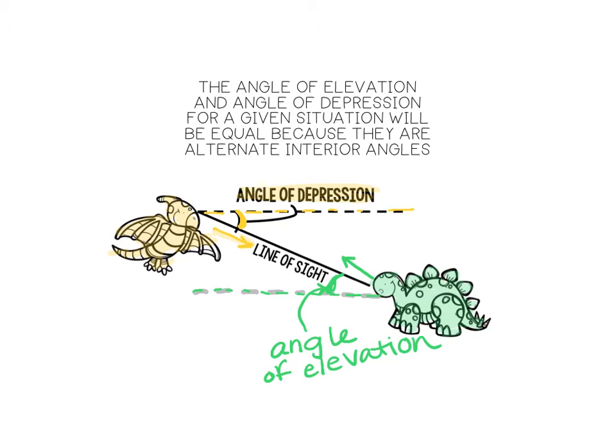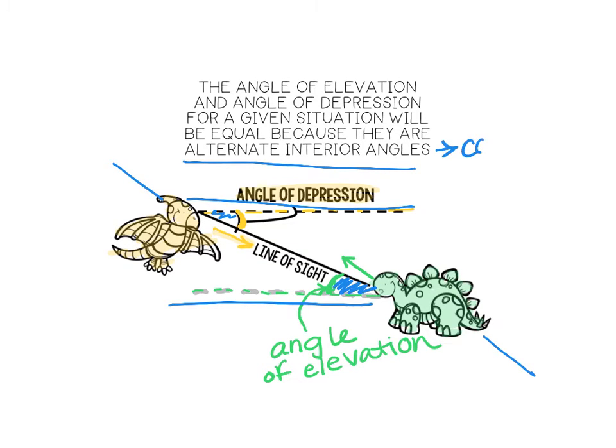And this is only if they are looking at each other. So this is not if the pterodactyl was looking at two different things. This is if the pterodactyl and the stegosaurus are looking at each other. And we can use what we know about angle relationships to say that this angle is going to be equal to this angle because I have two parallel lines. And that line of sight is kind of working like a transversal.